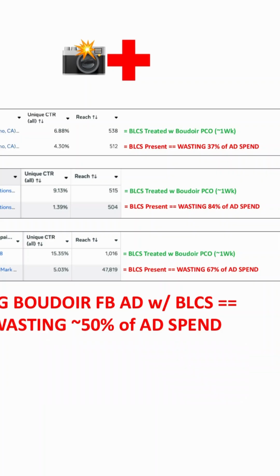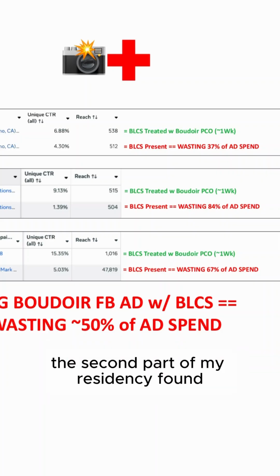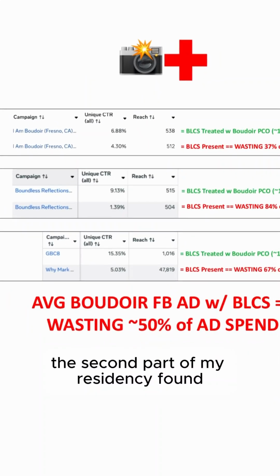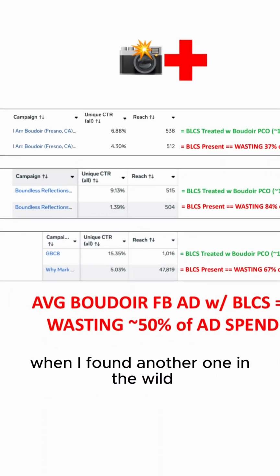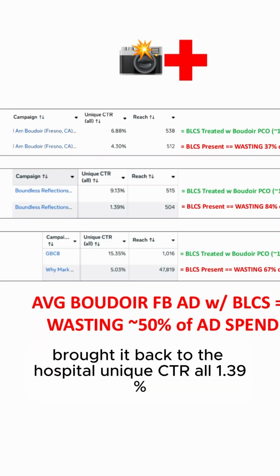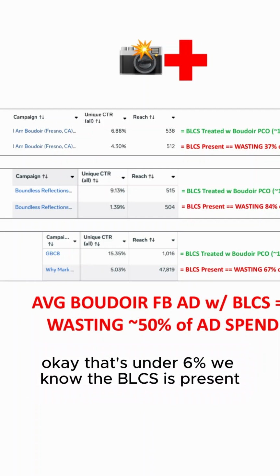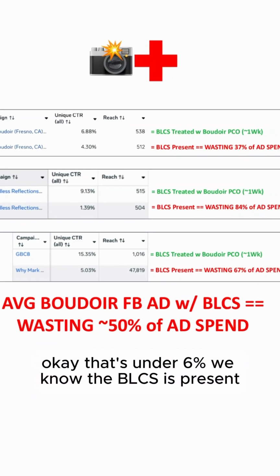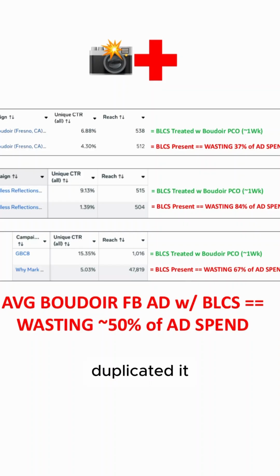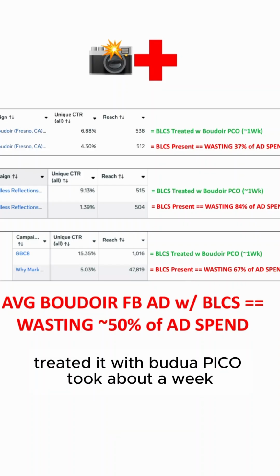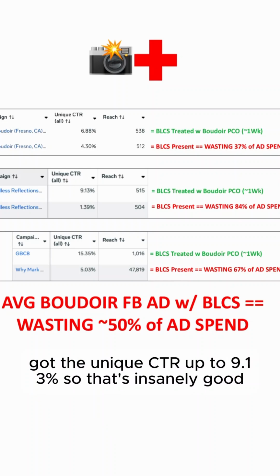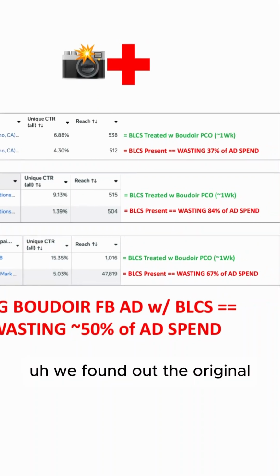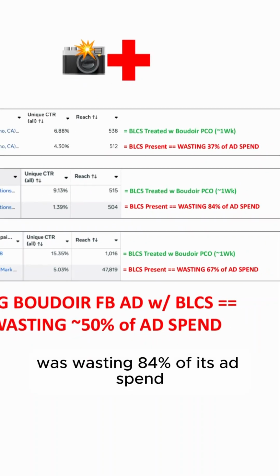Now, the second part of my residency, found another one in the wild, Boudoir Facebook ad, brought it back to the hospital. Unique CTR all 1.39%. Okay, that's under 6%. We know that BLCS is present. Duplicated it, treated it with Boudoir Pico, took about a week, got the unique CTR all up to 9.13%. So that's insanely good. We found out the original was wasting 84% of its ad spend.